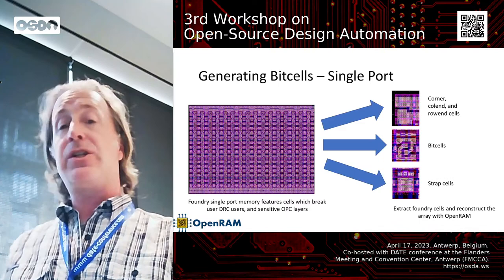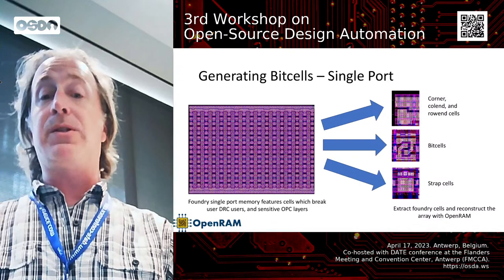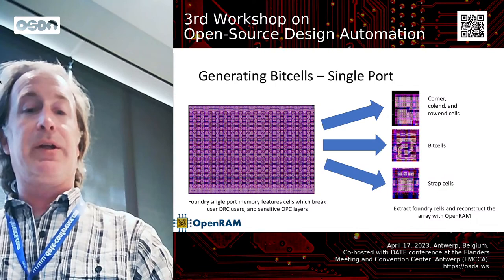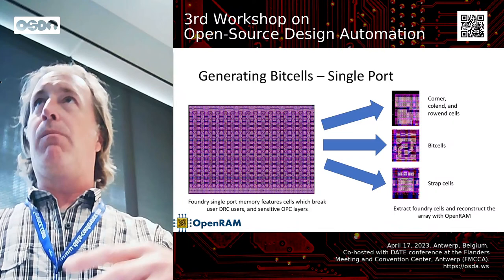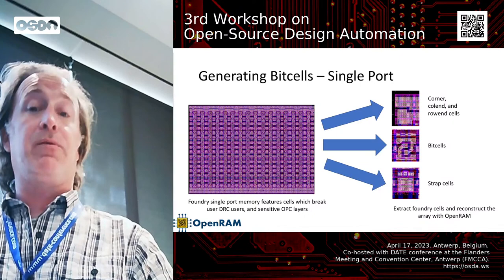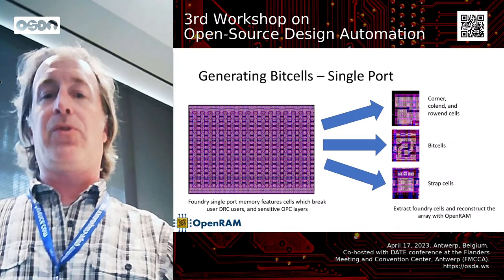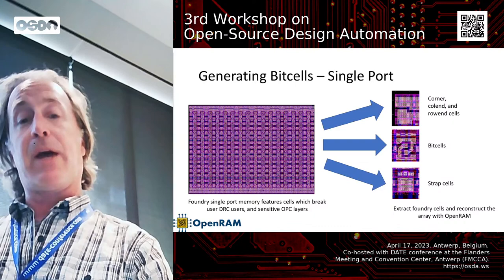Then the second tape out, we added the single port memories, which had a much more dense and complicated bit cell layout, including custom corner cells and a lot more integrated optical proximity correction for the lithography. And so we had to do a more customized placement of the array, which required writing some new code for OpenRAM, using our plugin interface to do custom modules. And you can see here the single port bit cell along with a separate strap cell and the corner cells.